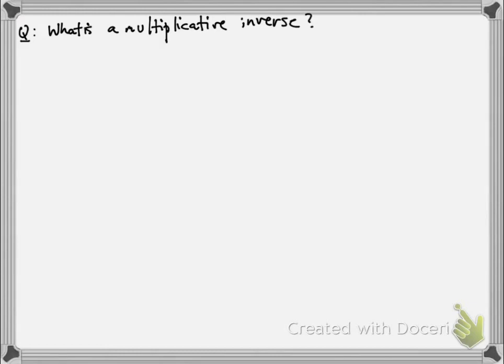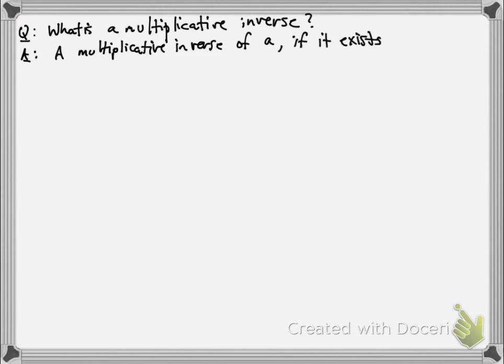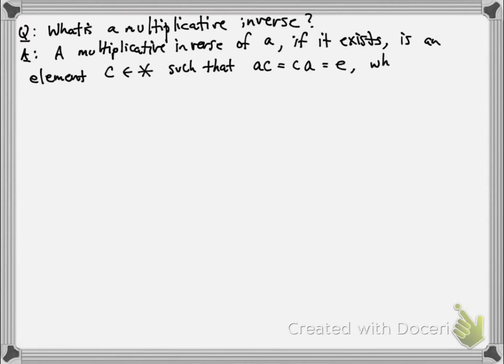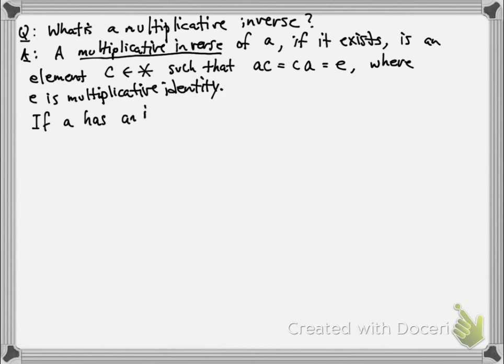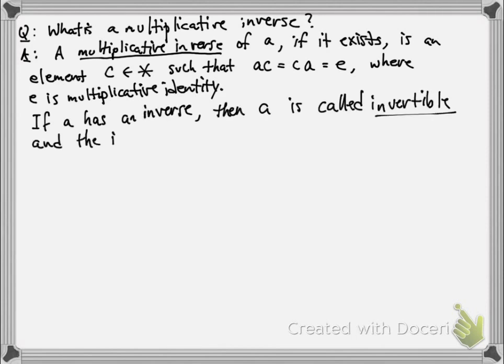So now, what's a multiplicative inverse? Well, a multiplicative inverse of an element A, if it exists, is an element C in the set we're talking about the multiplication on, that has the property that A times C equals C times A equals E, where E is the multiplicative identity. If A has an inverse, then A is called invertible, and the inverse is denoted with a superscript of -1.